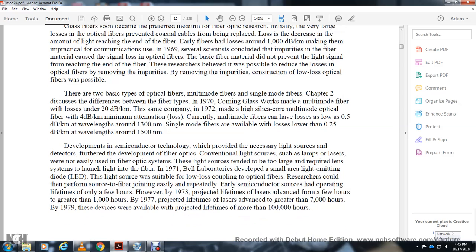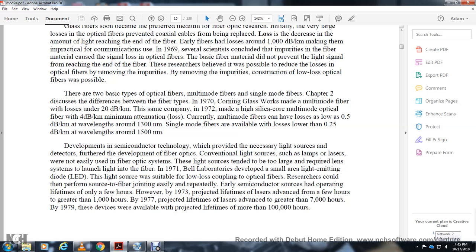There are two basic types of optical fibers, multimode fibers and single-mode fibers. Chapter 2 discusses the difference between the fiber types. In 1970, Corning Glass Works made a multimode fiber with losses under 20 decibels a kilometer. The same company in 1972 made a high-silica core multimode optical fiber with 4 decibels a kilometer minimum attenuation loss.